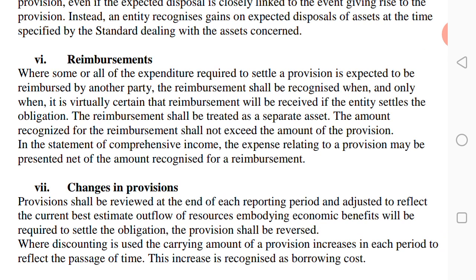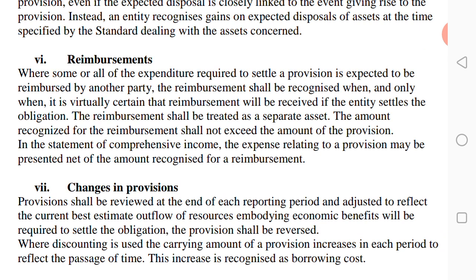Yes, before you can recognize that insurance compensation, you have to be certain, you have to be sure that they will pay, not just recognize it because you have a policy with them. The reimbursement shall be treated as a separate asset. So you have to treat that one separately. The amount recognized for the reimbursement shall not exceed the amount of the provision. So the amount recognized for a reimbursement should not exceed the provision you incur. So there is no profit or gain on reimbursement.